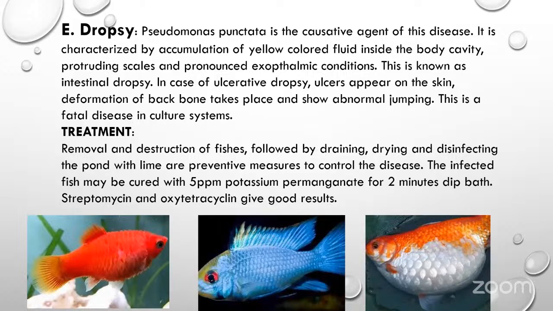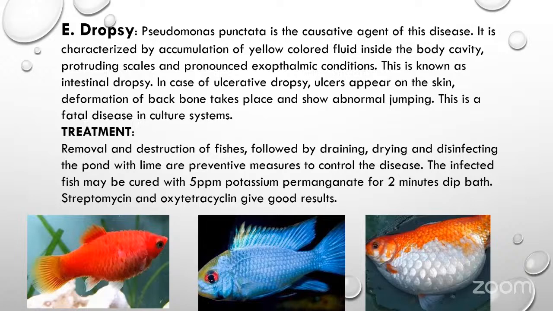Next is dropsy. Pseudomonas punctata is the causative agent of this disease. It is characterized by accumulation of yellow-colored fluid inside the body cavity, protruding scales and pronounced exophthalmic conditions. This is known as intestinal dropsy. In case of ulcerative dropsy, ulcers appear on the skin, deformation of the backbone takes place, and fish show abnormal jumping. This is a fatal disease in culture systems.